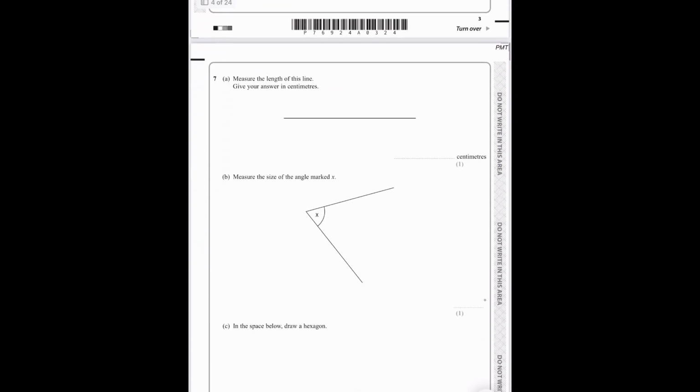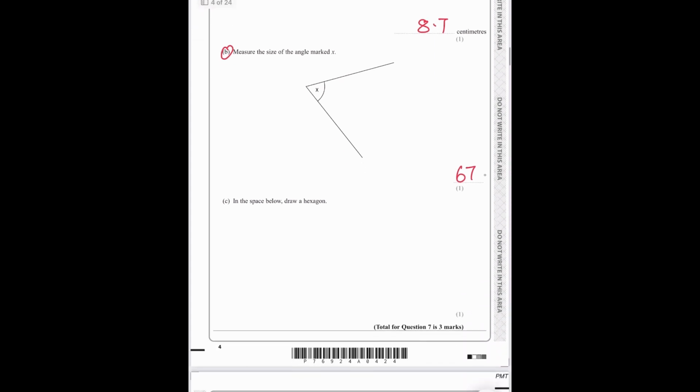Number 7, measure the length of this line, give your answer in centimetres. So this will depend on how you've printed it out, but for the actual one it is 8.7 centimetres. Measure the size of the angle marked X, so using your protractor, that is 76 degrees. And in the space below, draw a hexagon. Hexagon is 6 sides. It doesn't say regular, so any shape that has 6 sides.